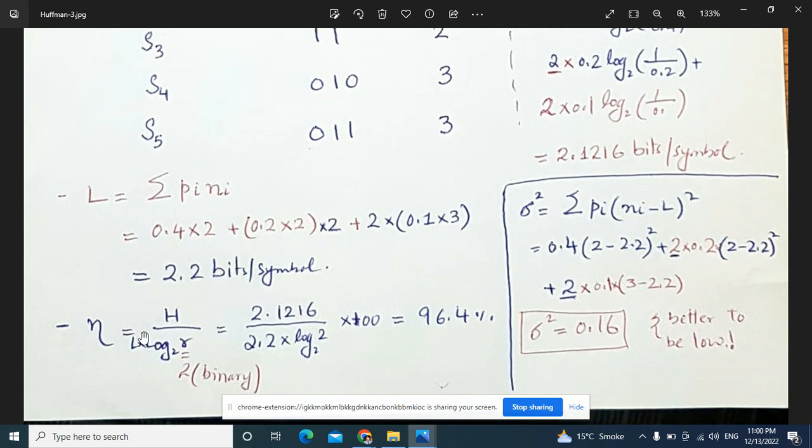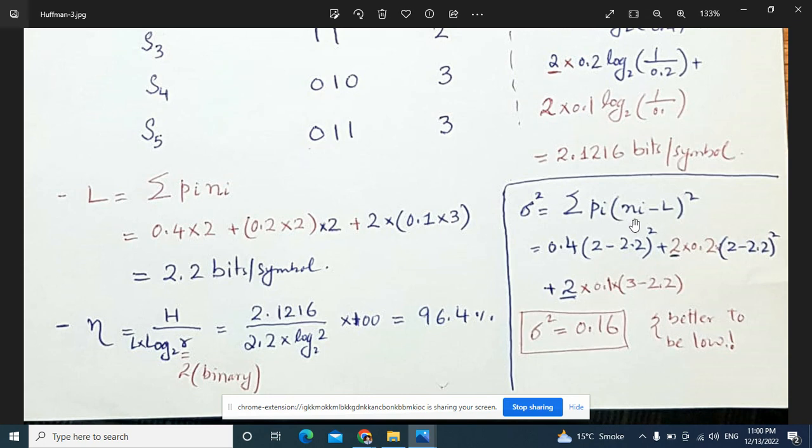Then you can see the efficiency, that is H divided by L multiplied by log 2 of gamma. So here gamma is 2. We are talking about the binary case. So log 2 of 2 will be equal to 1. So the remaining is H divided by L. H is calculated. So use the values multiplied by 100. The answer will be in percentage. That is 96.4%.